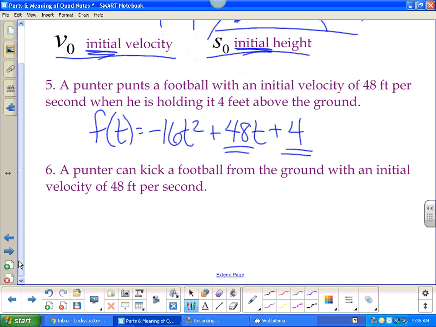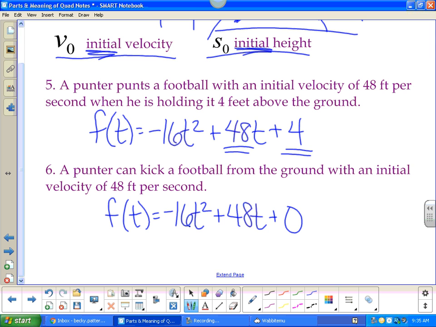A punter can kick a football from the ground with an initial velocity of 48 feet per second. Okay, so on Earth, so negative 16t squared, velocity of 48 feet per second, so 48t, but he's kicking it from the ground. So what is my initial height? 0, because we're 0 feet off the ground. So you can put plus 0, or you can just leave that off because your height is 0.